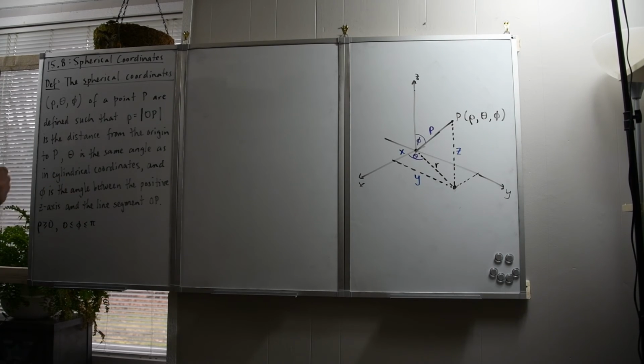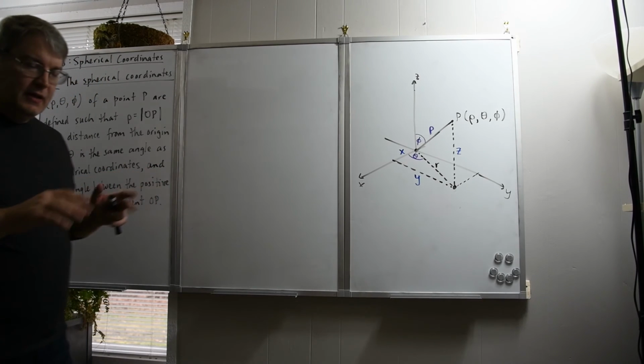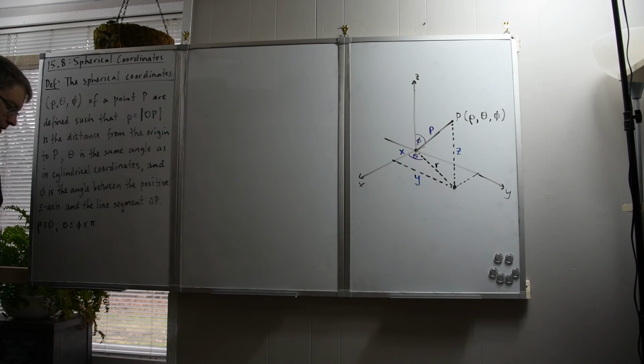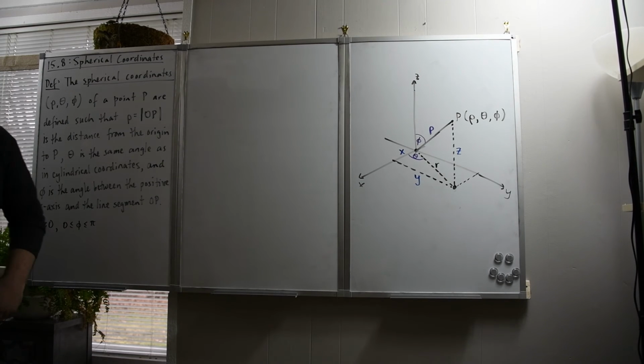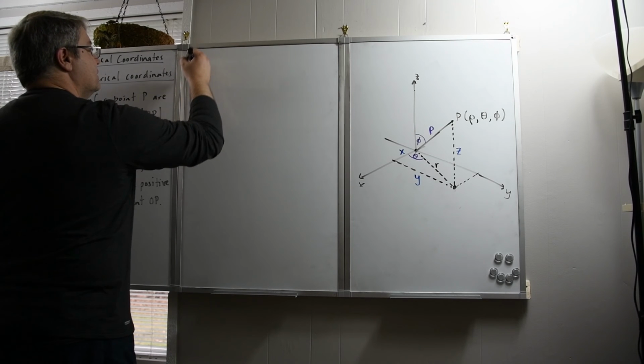So once we get down to a point that's on the negative z-axis, that's the maximum that you're going to see for phi. Phi is going to max out at pi. Now, let's take a look at some conversions.